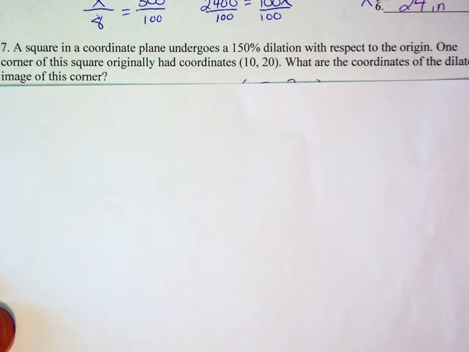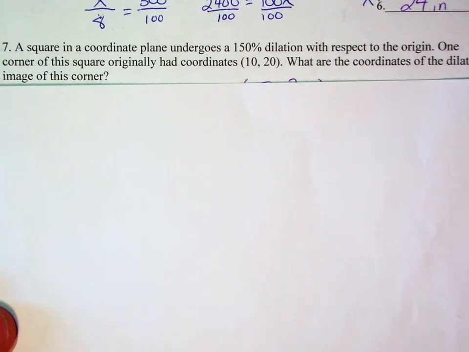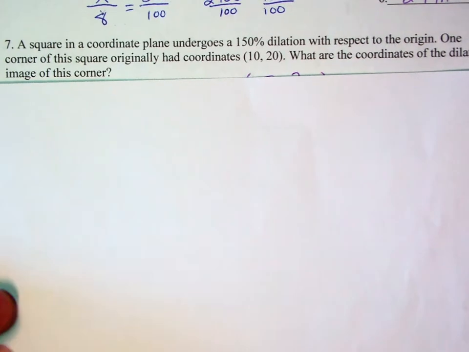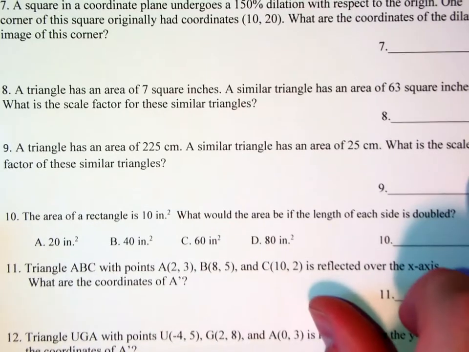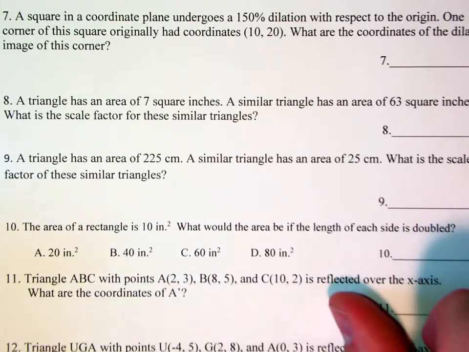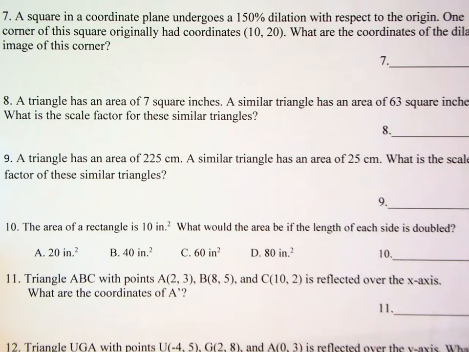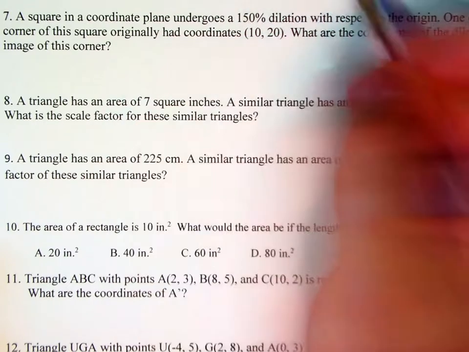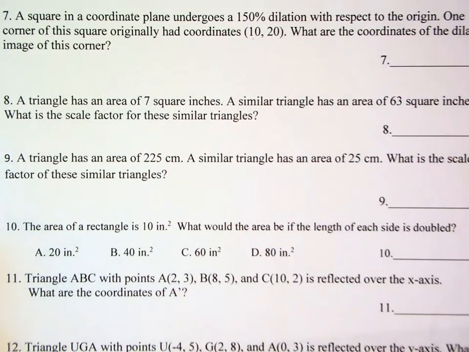A square in a coordinate plane undergoes a 150% dilation with respect to the origin. One corner of the square had the coordinates (10, 20). What are the coordinates of the dilated image? Well, we want to dilate each coordinate. So I'm going to first deal with my 10.